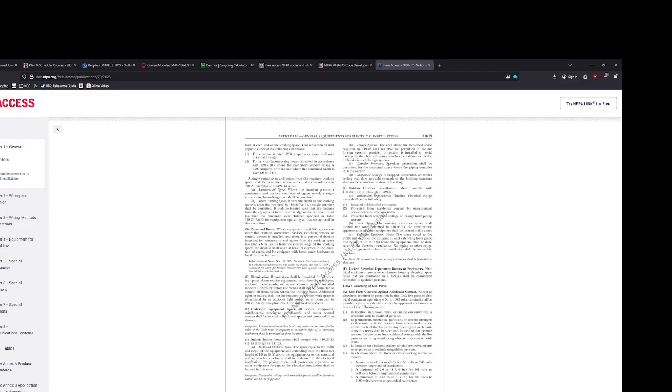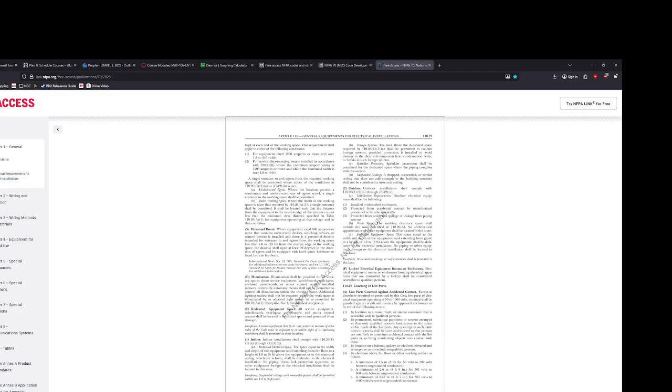So if your equipment is rated 1200 amperes or more and over 6 foot wide, that one I know got me. That's not saying that your area has to be 6 feet wide. It's saying if your equipment is over 6 feet wide.